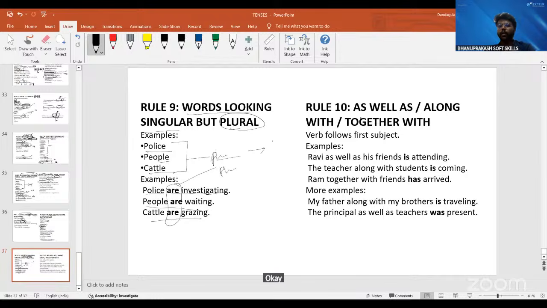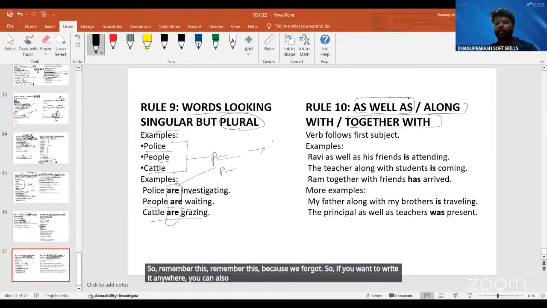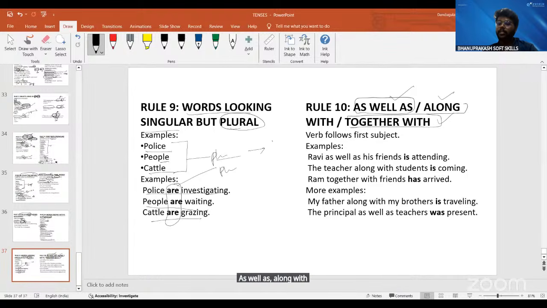Now rule 10, the last rule here: things like as well as, along with, together with. Remember this, because we tend to forget. If you want, you can write it down somewhere and revise it. As well as, along with, together with, these kinds of phrases are very common.